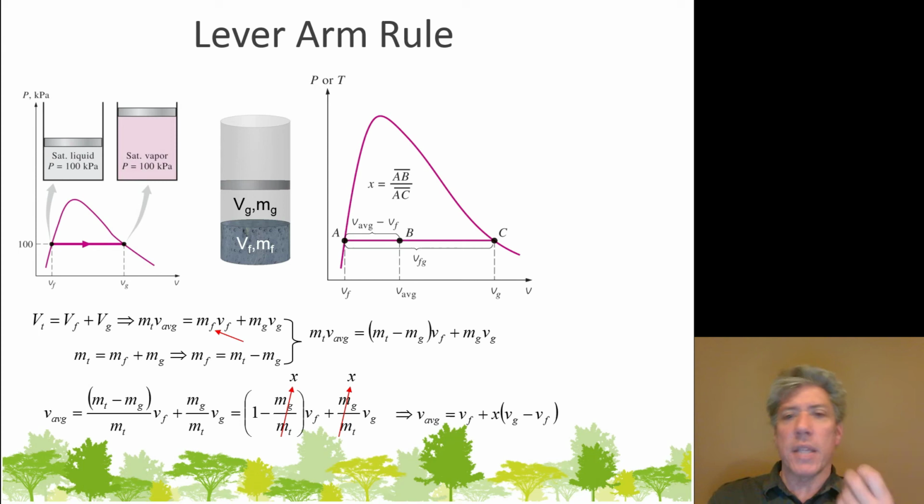If we do that and then rearrange the equation to get the x's together, you end up with this equation that says that the average specific volume is equal to VF plus the quality times the difference between VG and VF. Now, why is this so important?